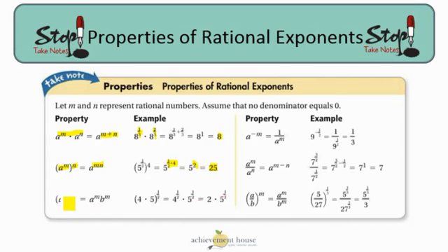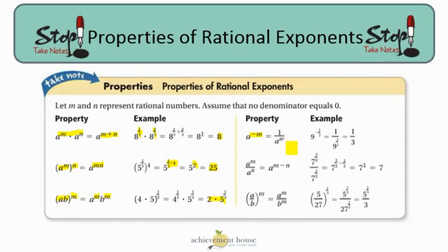Another property is that if we have a times b, both of those raised to the m power, we can distribute m to both the a to the m and b to the m. So here in our example, we have 4 times 5, both of those raised to the 1/2 power. We can rewrite that as 4 to the 1/2 times 5 to the 1/2, and we get 2 times 5 to the 1/2.